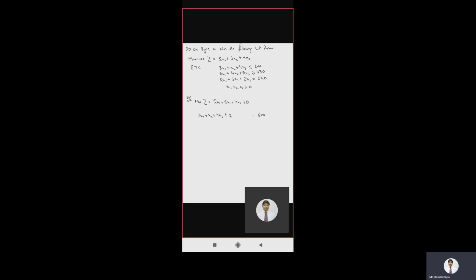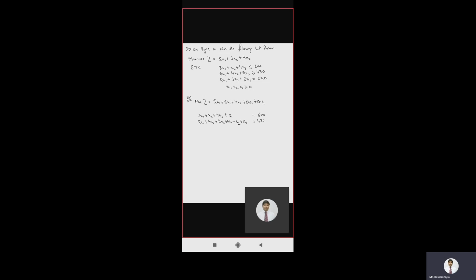That's fine. Now the second equation is 2x1 + 4x2 + 2x3. It is greater than or equal to, so we have to subtract the surplus variable s2. I add 0·s2 to the objective function such that it makes no change in the objective. Right? And in order to get the initial basic feasible solution, we have to add an artificial variable a1, equal to 480.